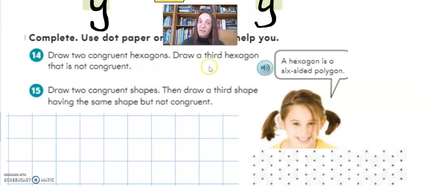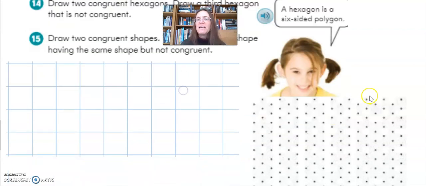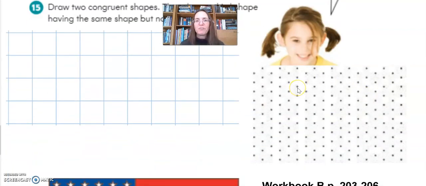Draw a third hexagon that is not congruent. There's a special kind of pen I've learned that I need to use for this. So sometimes we'll use this isometric dot paper, and we can connect the dots here to make a hexagon.